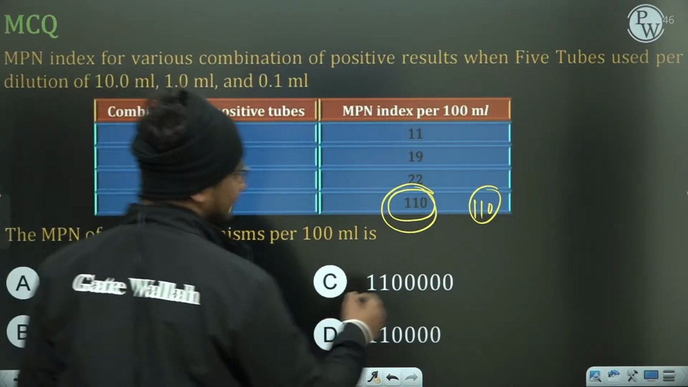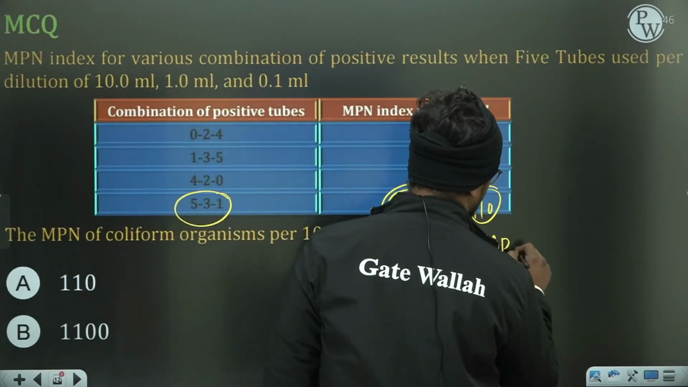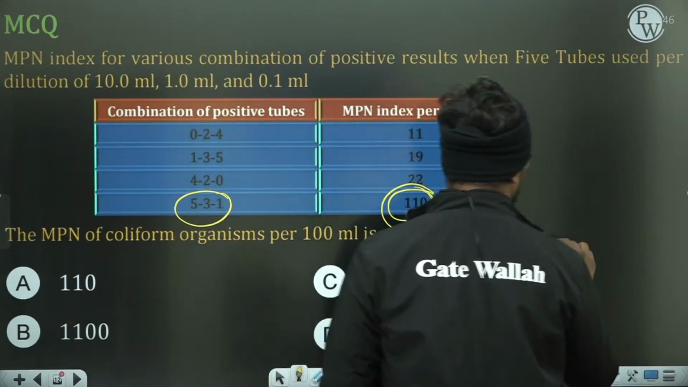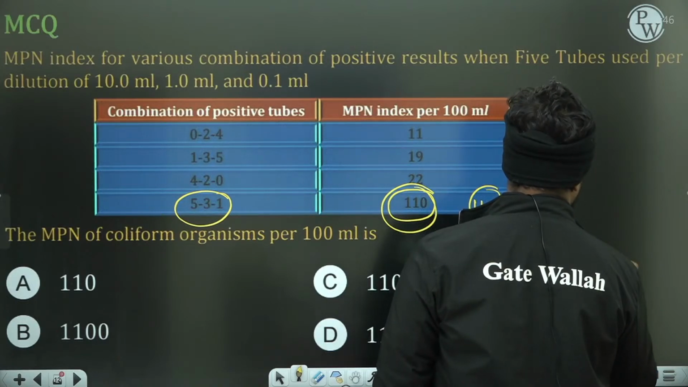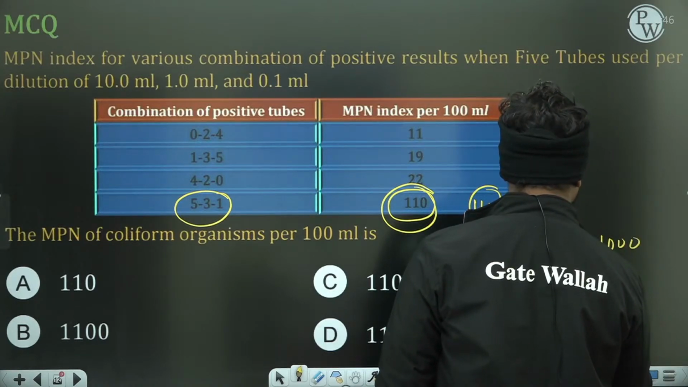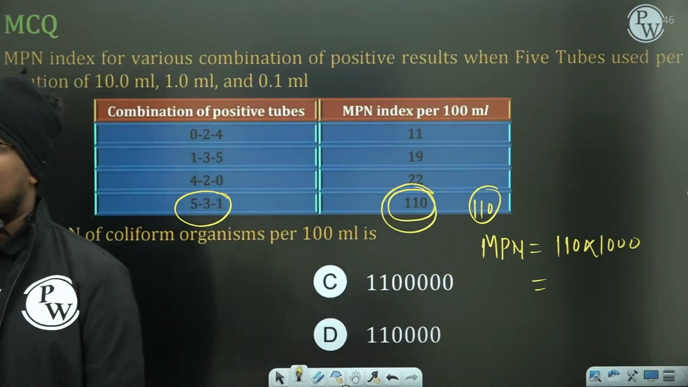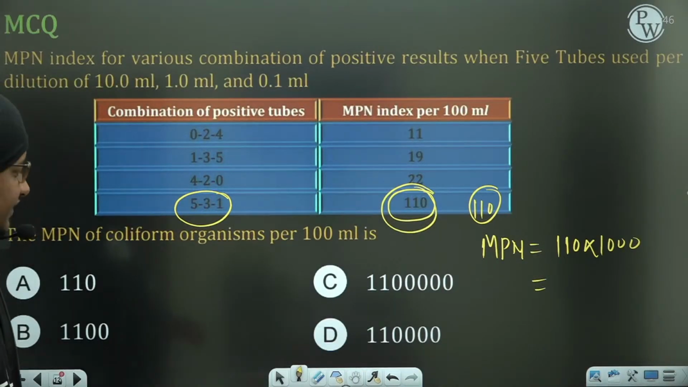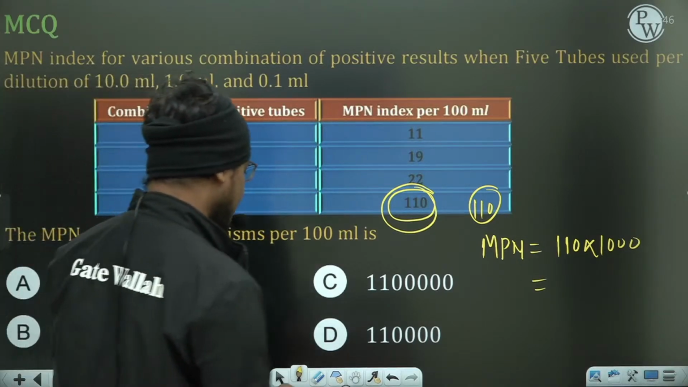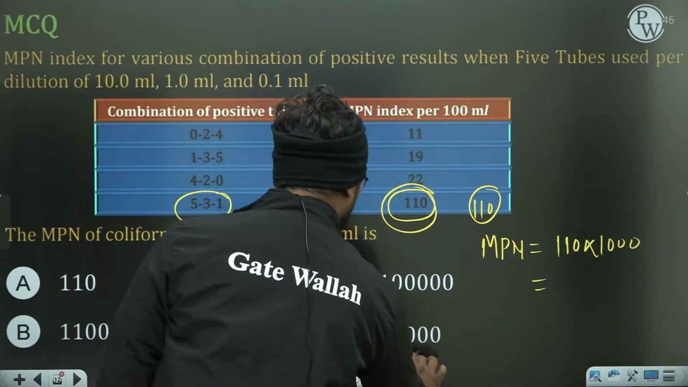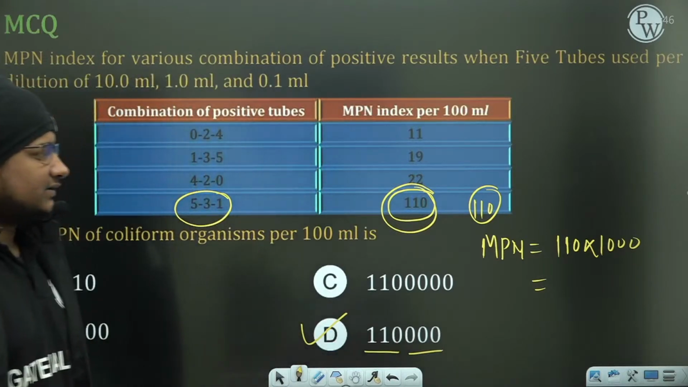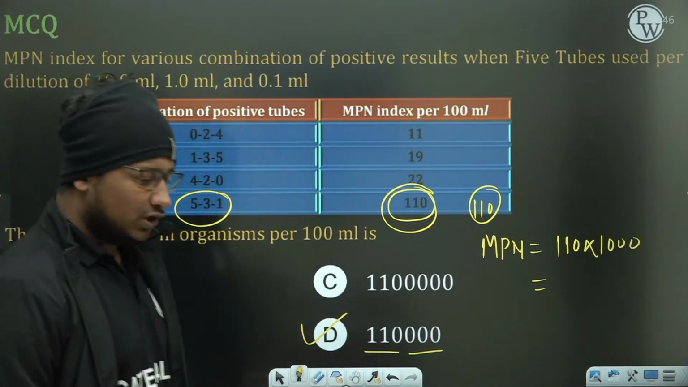In that case, MPN will be 110 into 1000. MPN equal to 110 into 1000. It will be D option. So the right answer for this question will be option D.